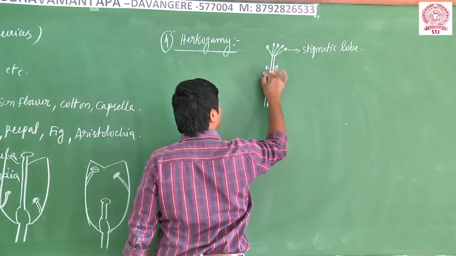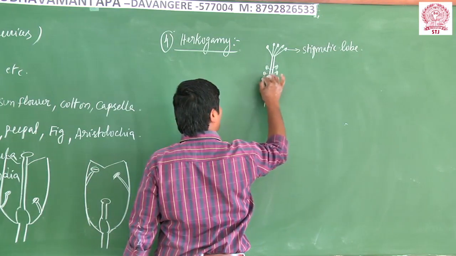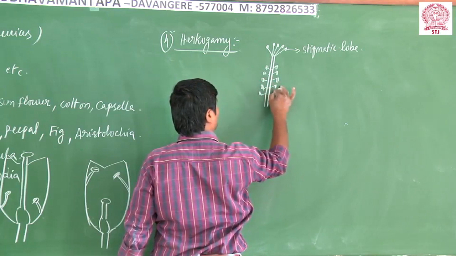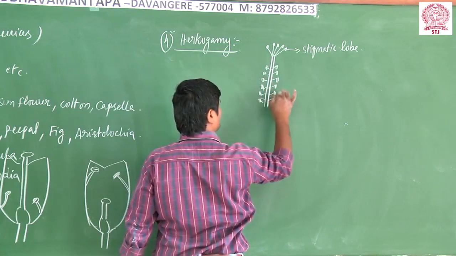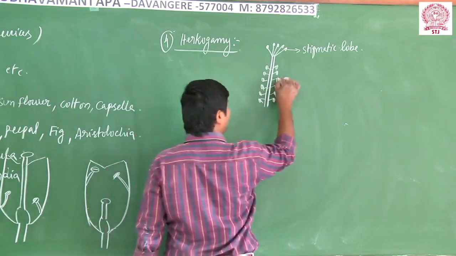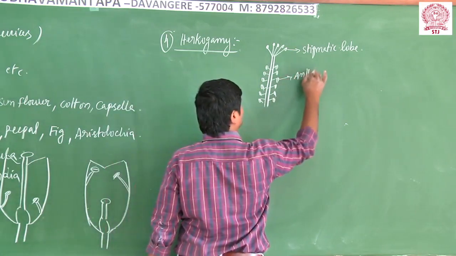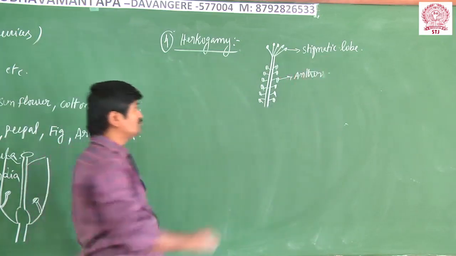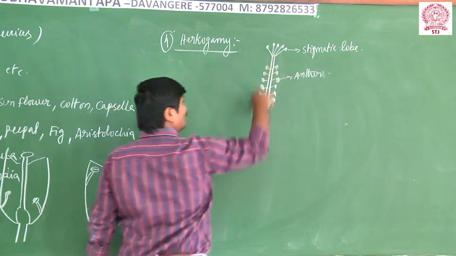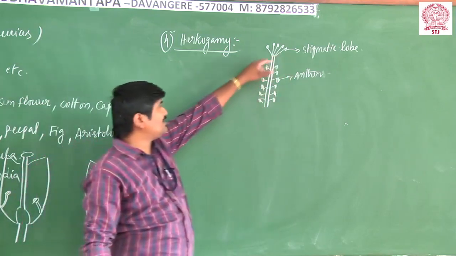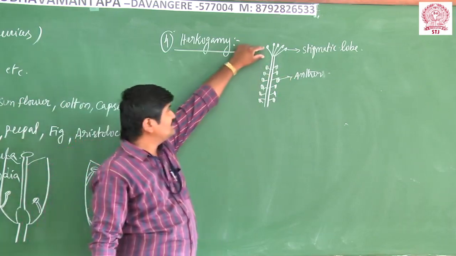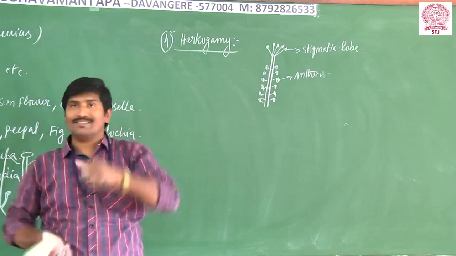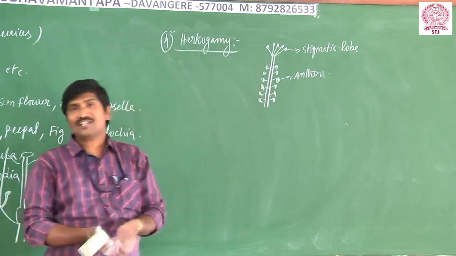A number of anthers are present below the stigmatic lobe. See, these are the anthers. Many anthers are located below the stigmatic lobe. See here, the stigmatic lobe and anthers are arranged at different levels in bisexual flowers.